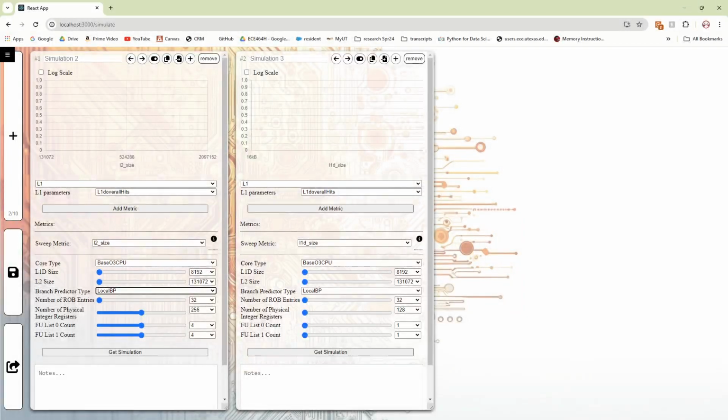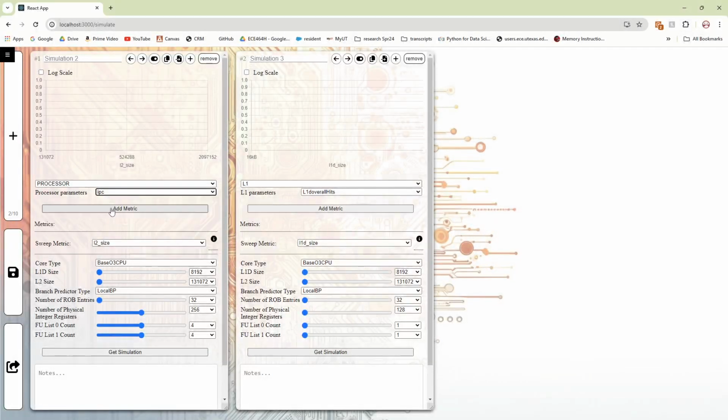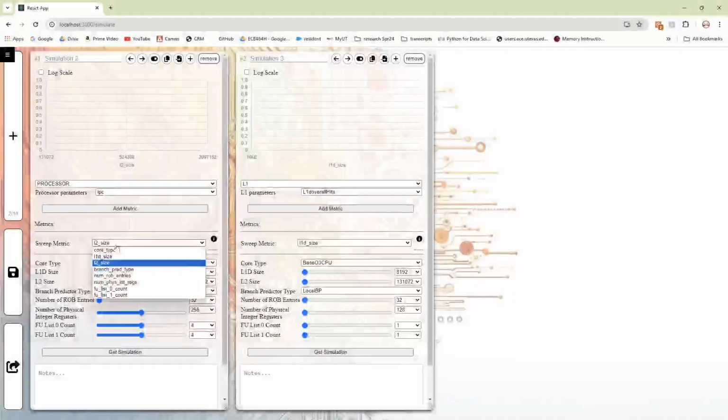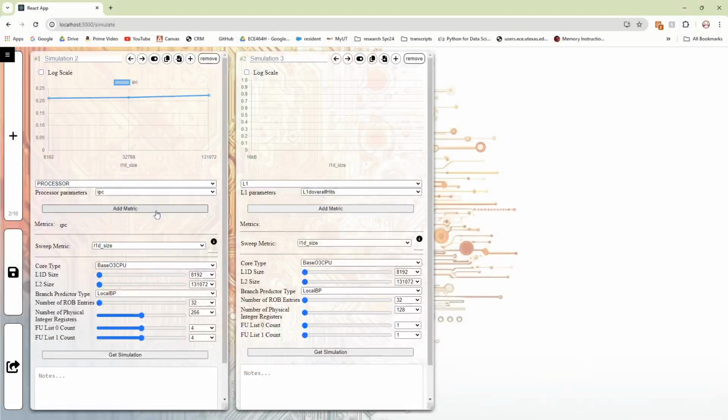So I have a couple simulations set up here, and when you first think about the performance of a processor, of course you think about the IPC. So let's take a look at that. I'm going to go here and pick processor, and the IPC is already picked. And let's get the simulation first. I want to think about, as I'm increasing the size of the L1 cache, how does that affect the IPC? So let's get this simulation and let's add this metric here on the graph.